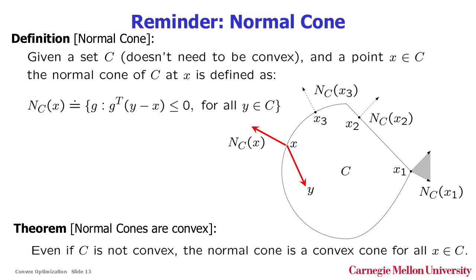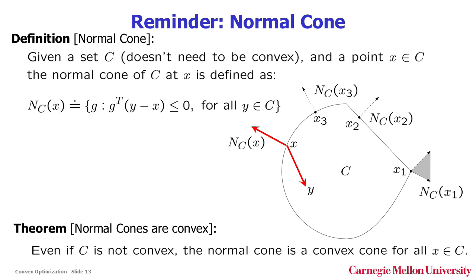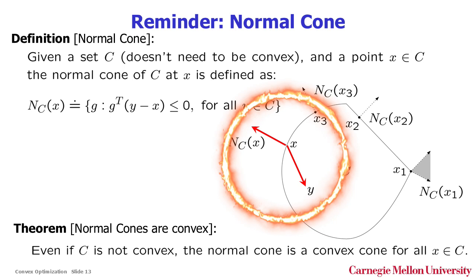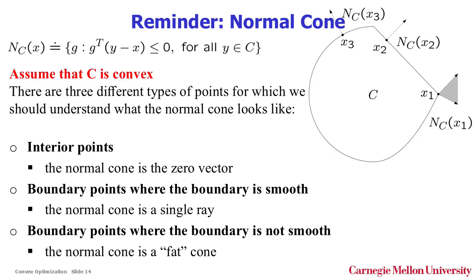Let C be a convex set, and let x be a point in this set C. This could be either an interior point or a boundary point. The normal cone of set C at this point x is the set of those vectors g with which g transpose (y minus x) is less than or equal to 0. In other words, the angle between vector g and vector y minus x is at least 90 degrees. We also discussed that even if the set C is not convex, its normal cones are always convex. In what follows, we will assume that set C is convex.